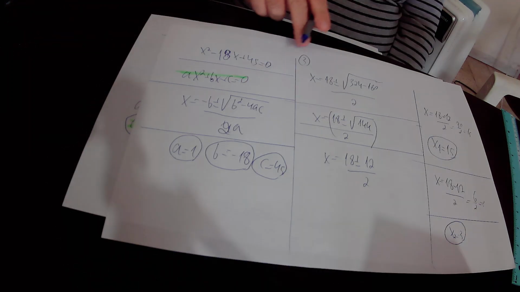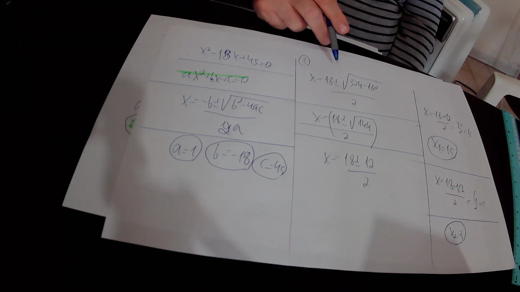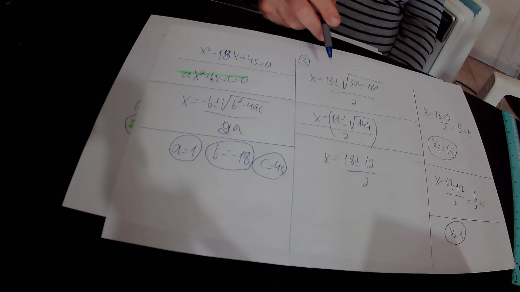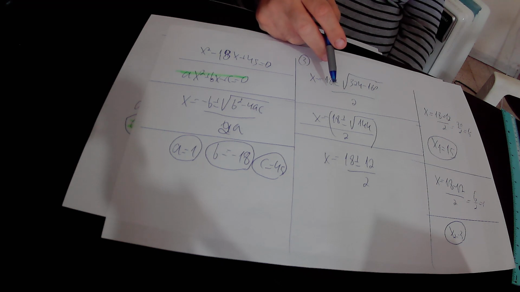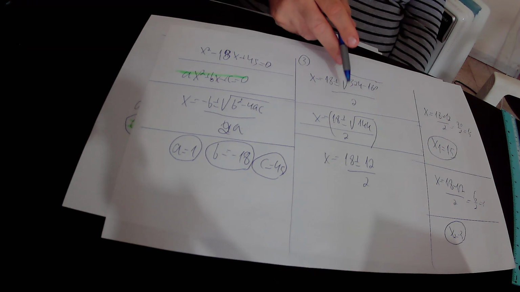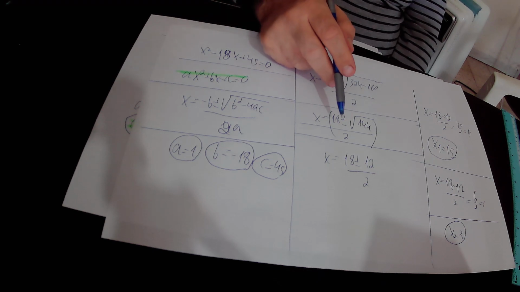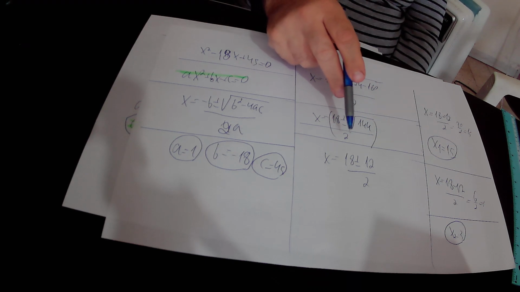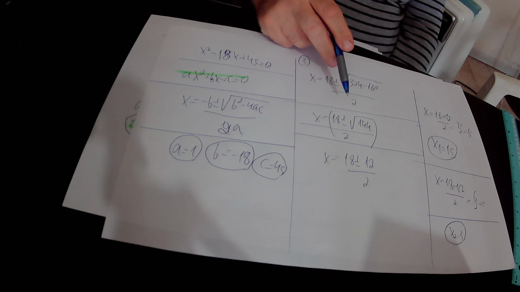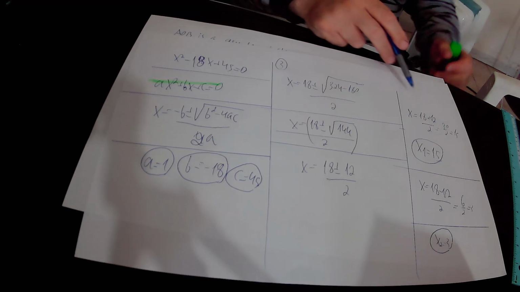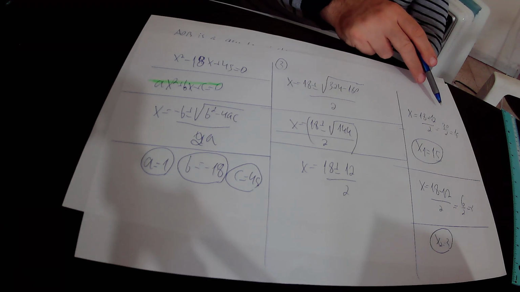So x equals 18 plus or minus the square root of 324 minus 180, over 2. So x equals 18 plus or minus the square root of 144, divided by 2. The square root of 144 is 12, so x equals 18 plus or minus 12 over 2. Here we have two possible solutions for x. The first solution is x equals 18 plus 12, that is 30 over 2, which is 15.